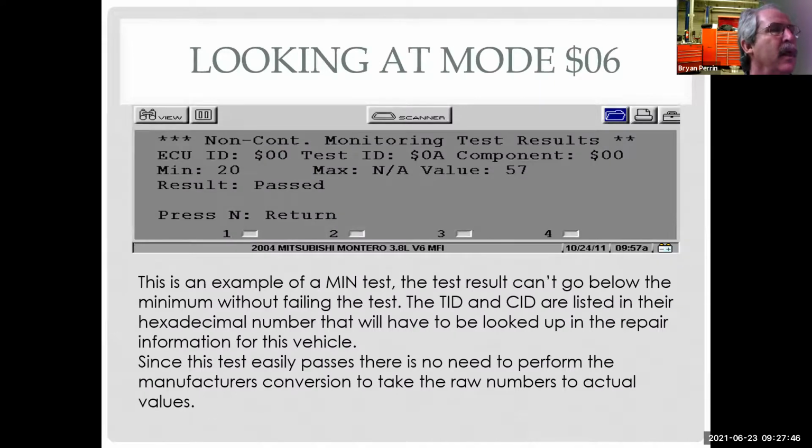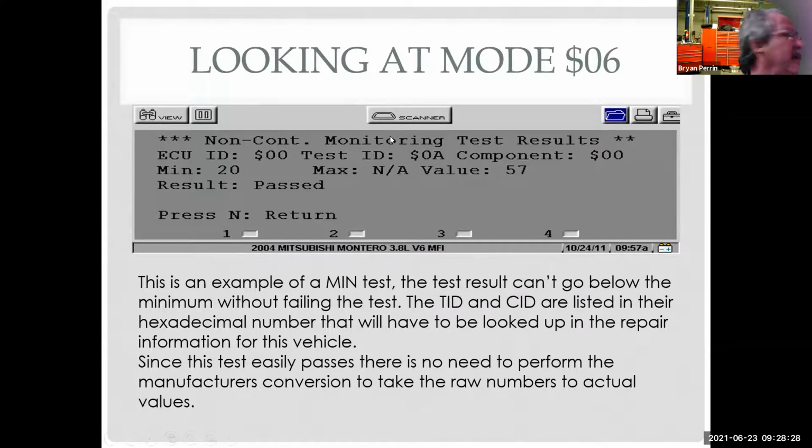So here is some real mode 6 data. This gives me my ECU ID, which happens to be an engine control module, my test ID 0A, and my component ID 00. My minimum allowed is 20. Maximum is NA, so I can be as high as I want. And my test value is 57. In this example of a min test, the test can't go below the minimum without failing. The TID and SID are listed in hexadecimal numbers that would have to be looked up in the repair information for this vehicle. Since the test easily passes, there's no need to perform the manufacturer's conversion or to take the raw numbers to actual values.